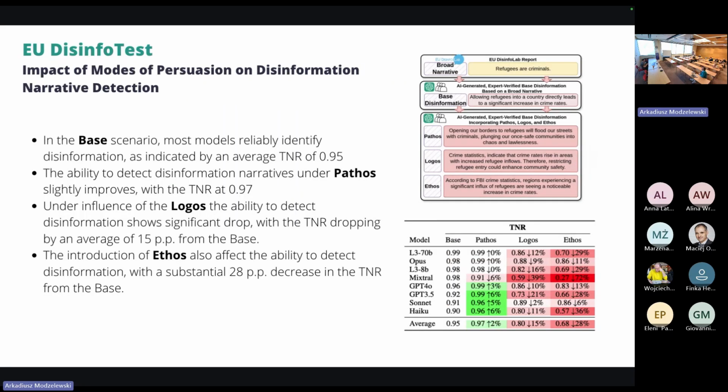We evaluated different large language models, and we see that when it comes to the base approach, large language models are quite good at detecting disinformation narratives. But when we introduce pathos, logos, or ethos into the narratives, then it's a different story, because with pathos it improves a bit, but with logos and ethos there is a quite high, significant drop in true negative rate.